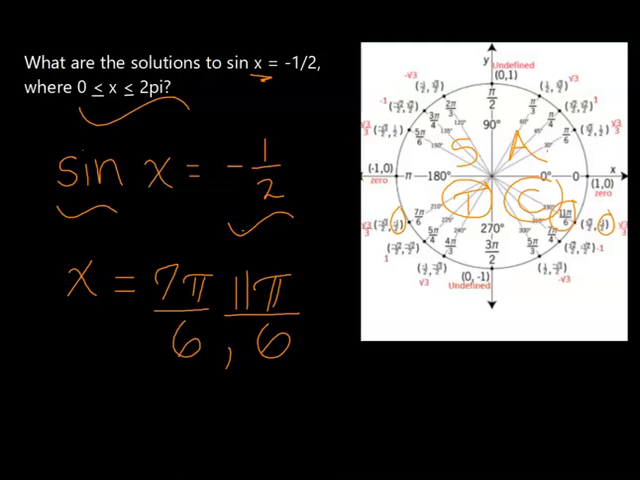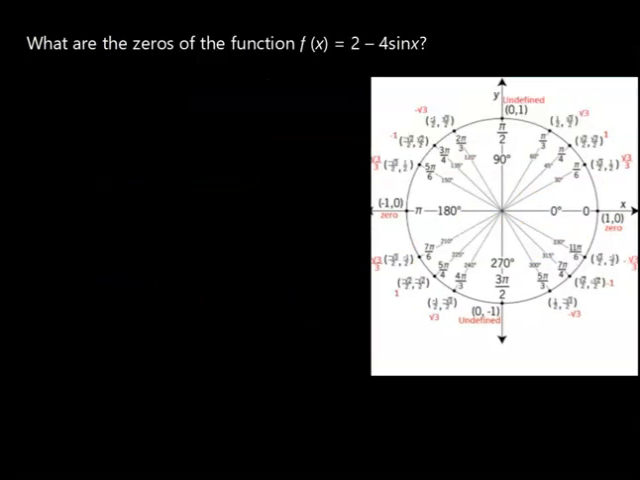Now, moving to the next question, what would happen if they don't restrict it from 0 to 2 pi in this case? So the zeros of the function are nothing more than just solving for x. They're the x-intercepts. These words are synonymous with one another, and we always solve for x or the zeros by making y or f of x equal to 0. So I'm going to take 0 equals 2 minus 4 times the sine of x.